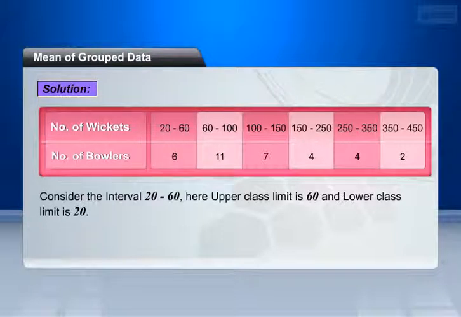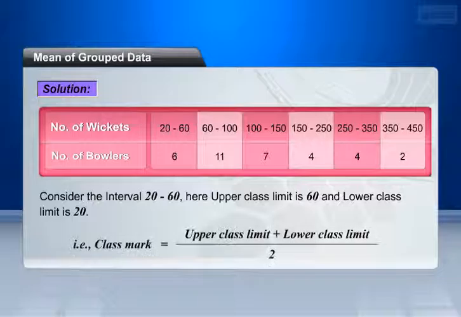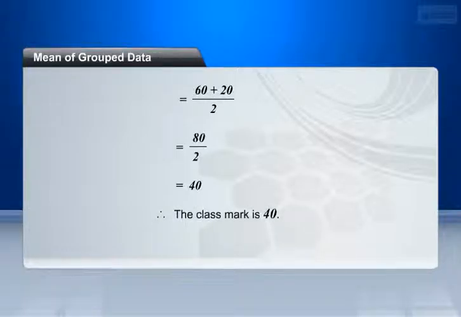Let us consider the interval 20 to 60. Here, the upper class limit is 60 and the lower class limit is 20. As we know, class mark equals (upper class limit plus lower class limit) by 2. This is equal to (60 plus 20) by 2, which is 80 by 2, which is 40. Therefore, the class mark is 40. Similarly, we can find the class marks for the remaining class intervals.